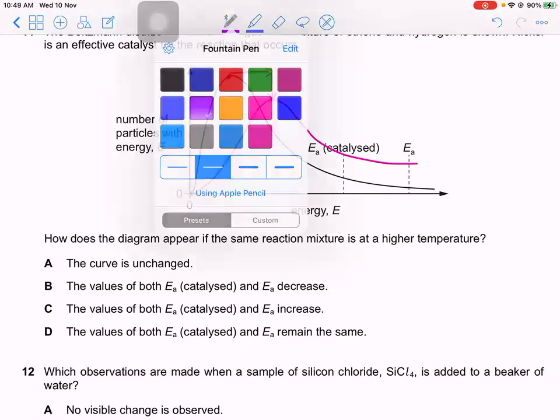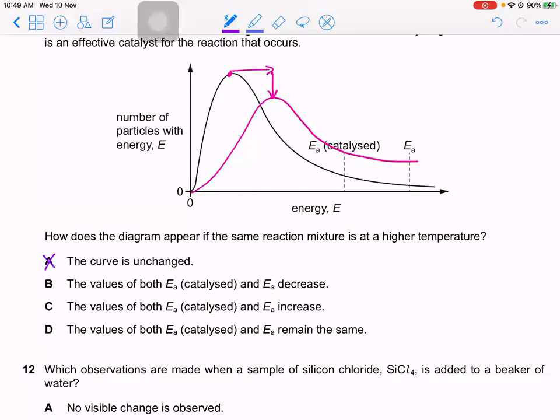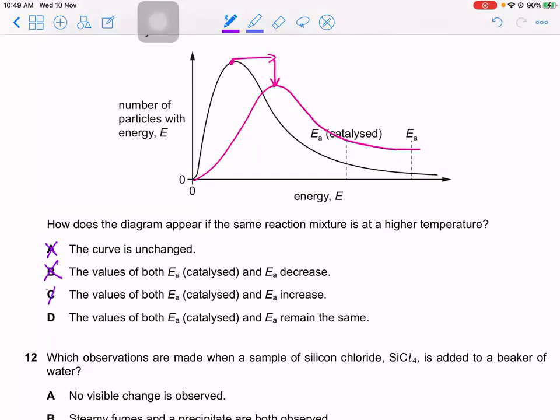Yeah. So what will happen? The curve is unchanged. That's not true. Values of both activation energy catalyzed and activation energy decrease. No, that is not changed. The values of both catalyzed and activation energy increase. No, activation energy does not change. It's just that now more particles have energy greater than activation energy. These energy values stay where they are. It's just the number of particles that change. Yes? So they remain the same. Yes, they remain the same.